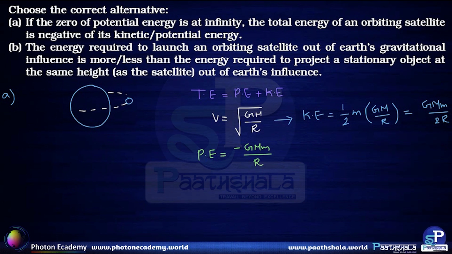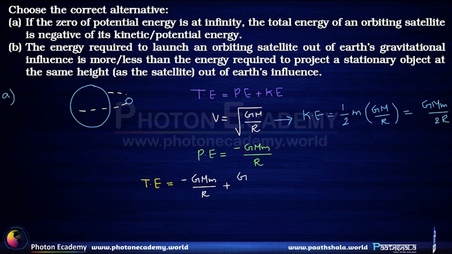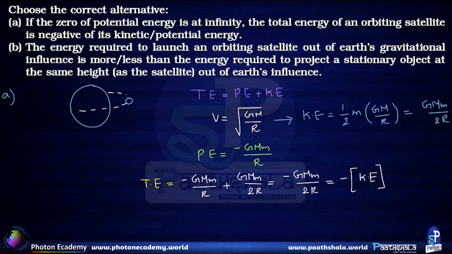So the total energy will be equal to the sum of both potential and kinetic energies, minus GMm by r plus GMm by 2r, and this is going to be equal to minus GMm by 2r, and this is minus of kinetic energy. So total energy is the negative of kinetic energy of the satellite. Now let's look at part B of this question.